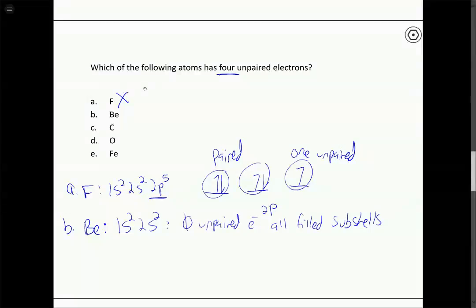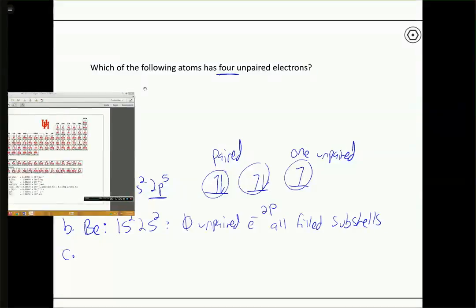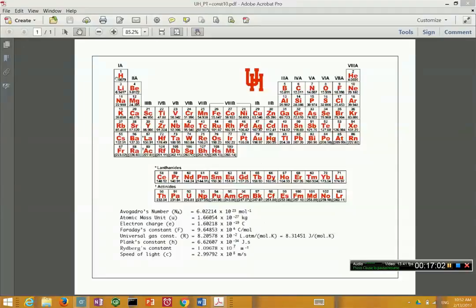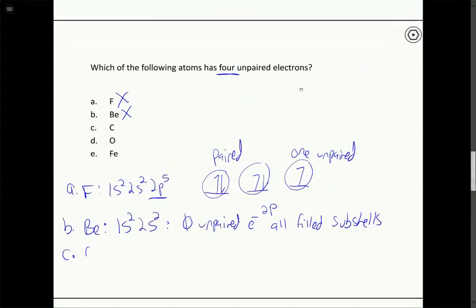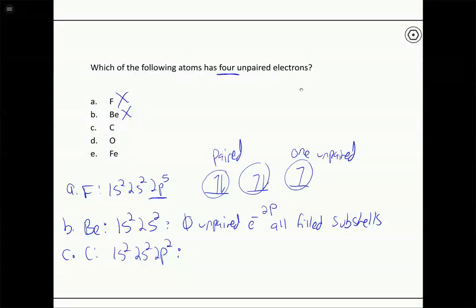Alright, and then choice C is carbon. Many of you picked choice C as your answer, and we'll go through in a second and show you why this isn't the case. For carbon, you probably got the electron configuration right, which is why you picked it. So carbon is atomic number 6: 1s2, 2s2, 2p2. Okay, so carbon has this configuration, and I think many of you thought that unpaired electrons were valence electrons.